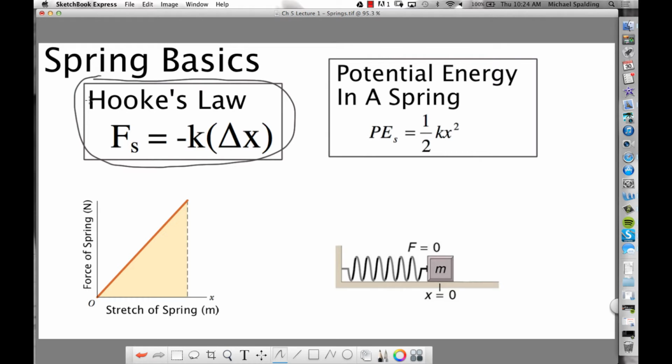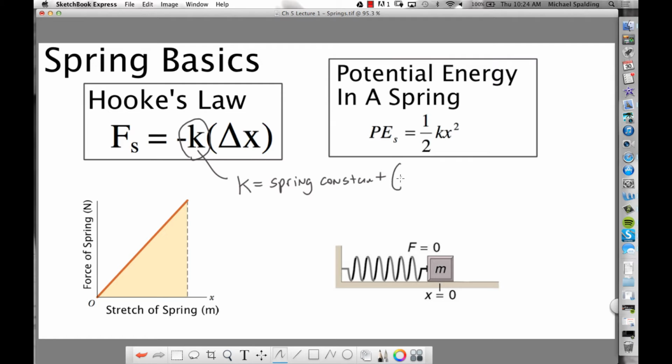And the only time a spring is going to give you a force is if the spring has been compressed from what we call the equilibrium position or stretched from the equilibrium position. Okay, so what is K? So K, first off, is referred to as the spring constant, and it's in units of Newton per meter.